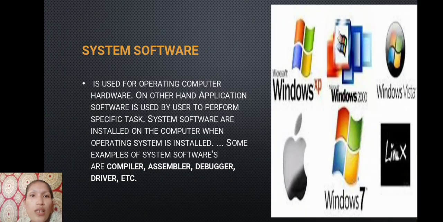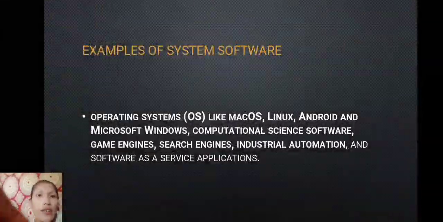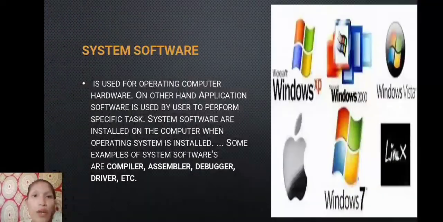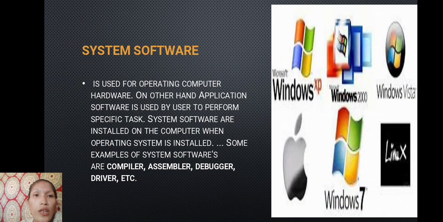And the next one is the system software. System software is used for operating computer hardware. On the other hand, application software is used by the user to perform specific tasks. It is also installed on the computer when the operating system is installed. Some examples of system software are compiler, assembler, debugger, a driver, and etc.